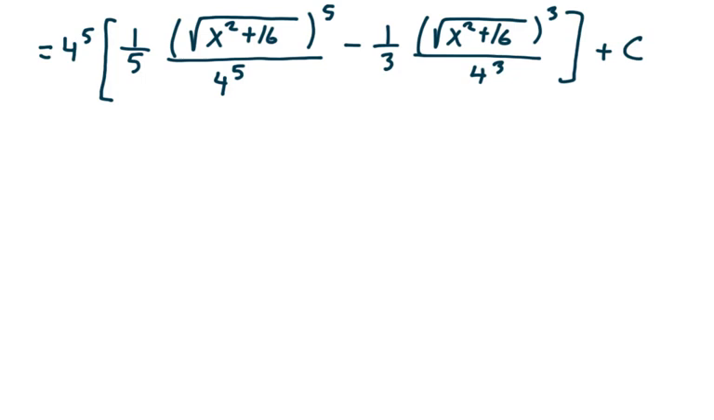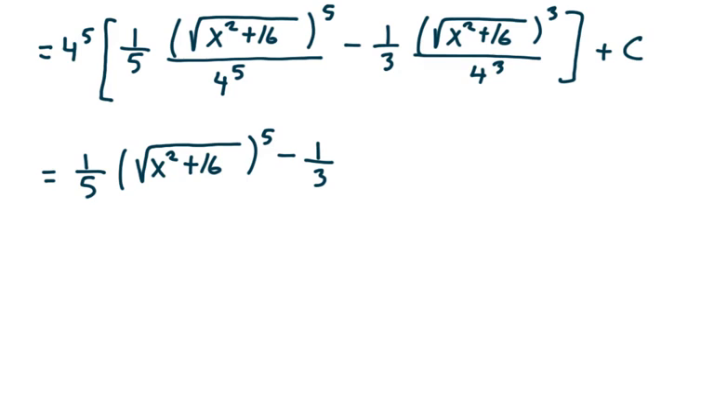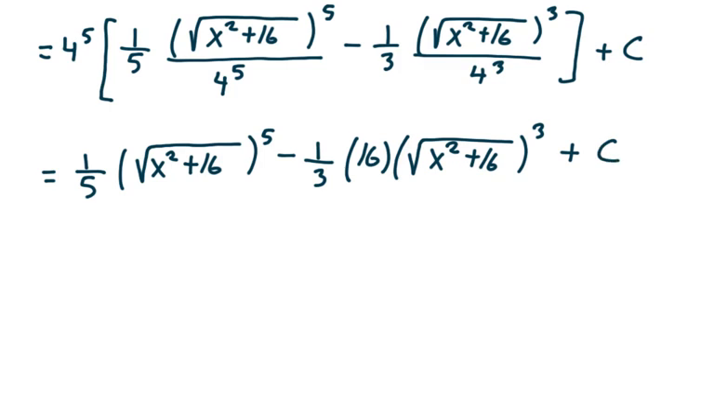But can't I distribute that 4 to the 5th inside? So when I distribute, I get 1/5 of the square root of x squared plus 16 to the 5th minus 1/3 times, now remember, 4 to the 5th divided by 4 to the 3rd is 4 squared, right? So it's 1/3 of 16 times the square root of x squared plus 16 to the 3rd plus c.